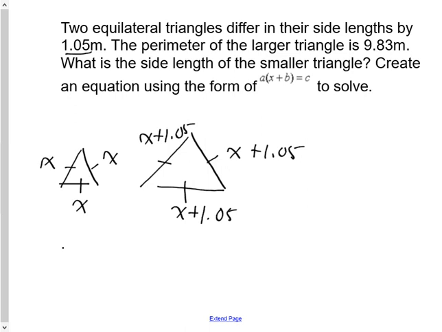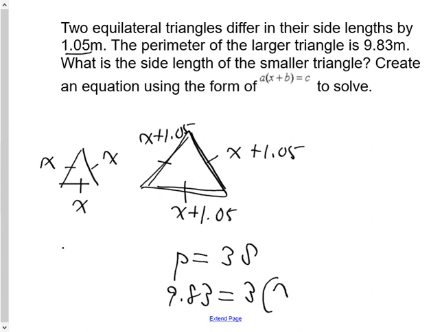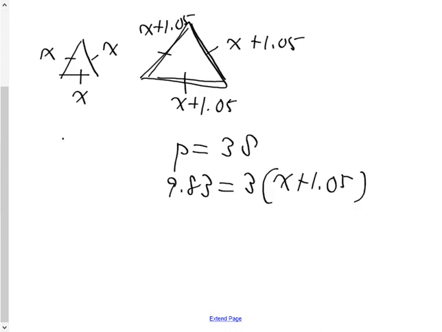So what is the perimeter formula for an equilateral triangle? The perimeter of an equilateral triangle will be perimeter equals 3 multiplied by whatever the side length is, right? Or side plus side plus side, or 3 multiplied by side length. Both are the same. So the perimeter, which is given to us as 9.83, is equal to 3 multiplied by the algebraic side length of x plus 1.05.